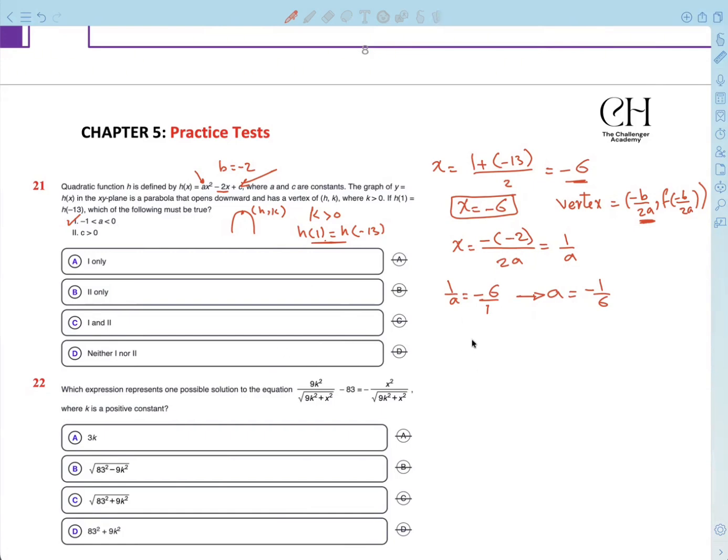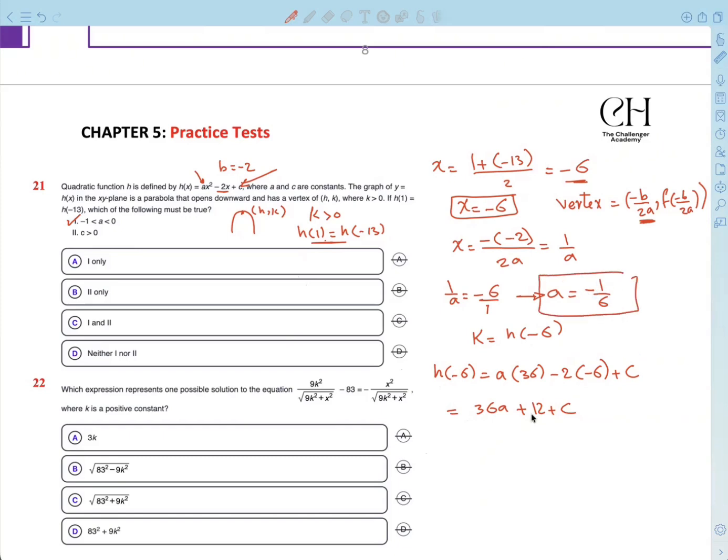From the vertex, you know that k equals h of negative 6, right? Now we will check h of negative 6. Plug in this equation. We have a times x, which is negative 6 squared, which is 36, minus 2 times negative 6, plus c. This equals 36a plus 12 plus c.